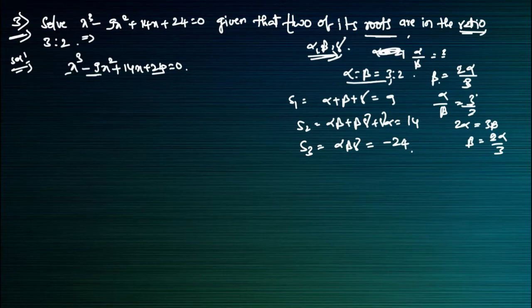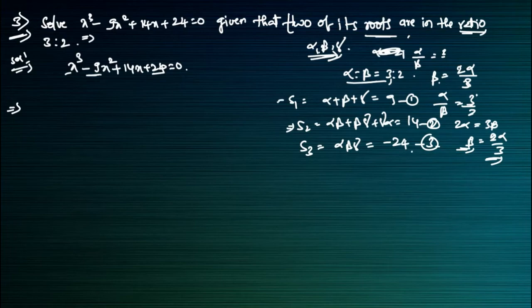So I will take this as 1, this is 2, and this is 3 here. Okay, now here the question is this, and I will substitute the value of beta in the second equation. So alpha, so beta is equal to 2 alpha by 3, is there, no?